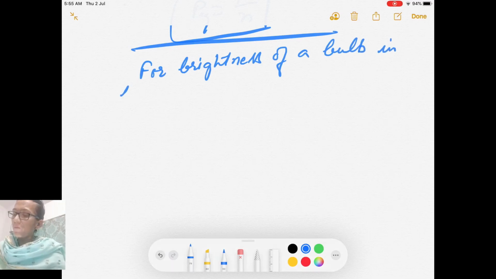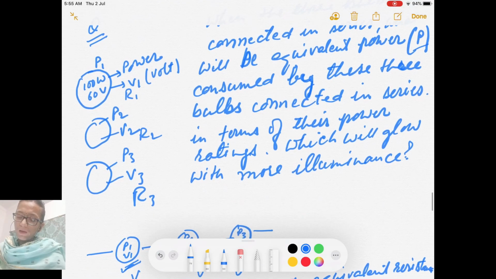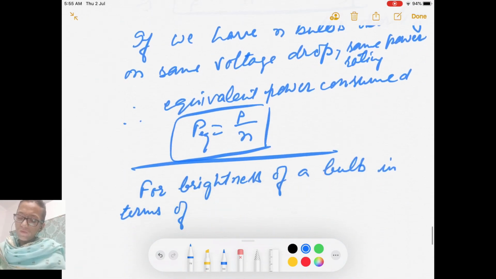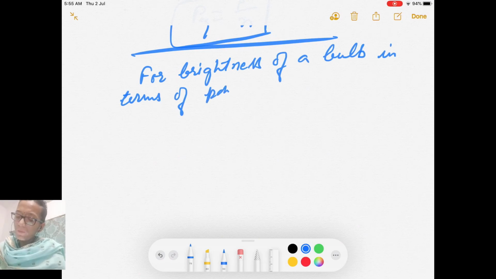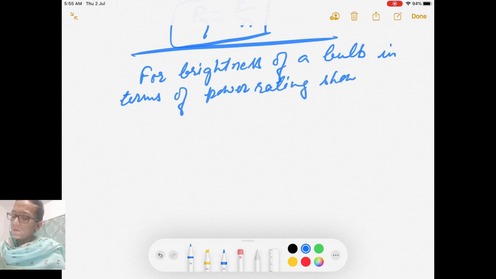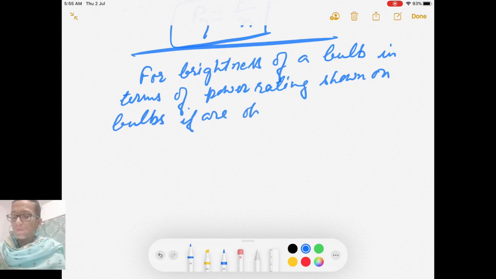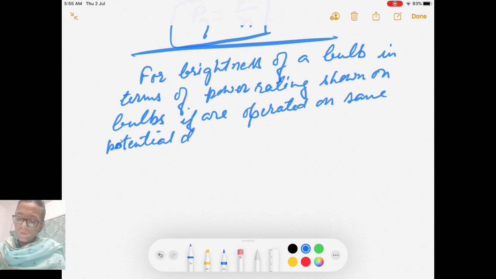In terms of power ratings shown on bulbs, if they are operated on the same potential drop and the same voltage.